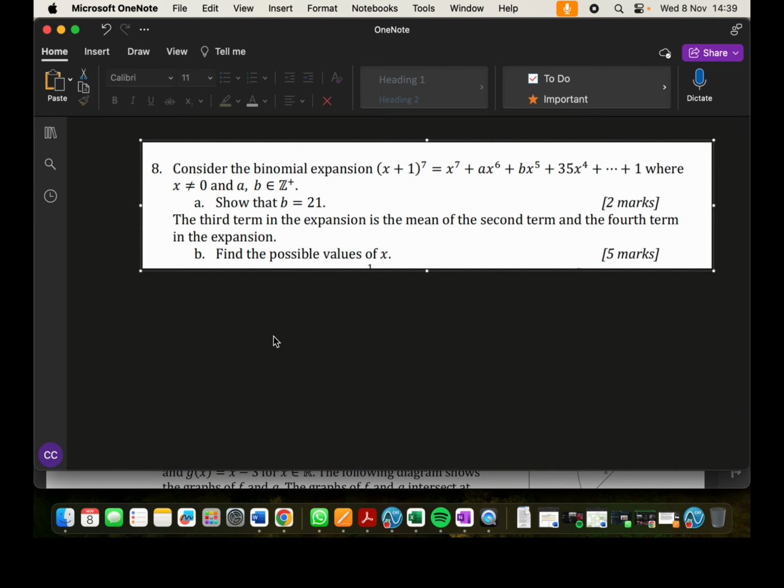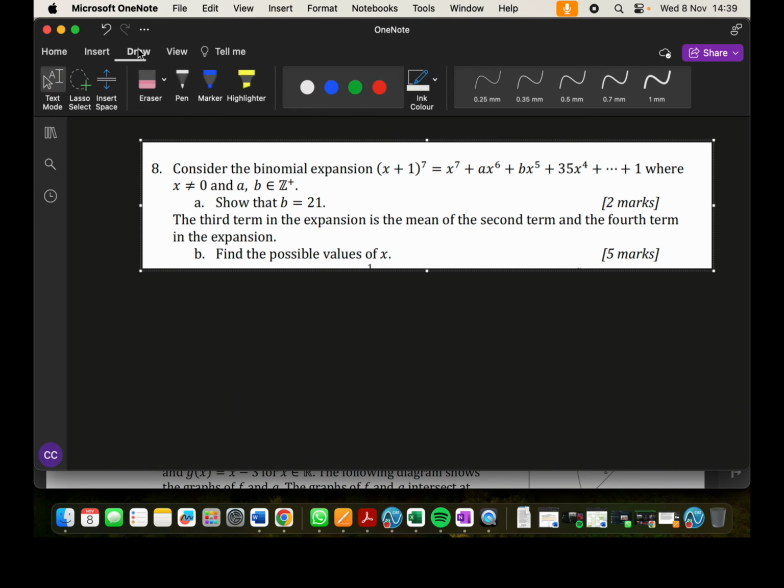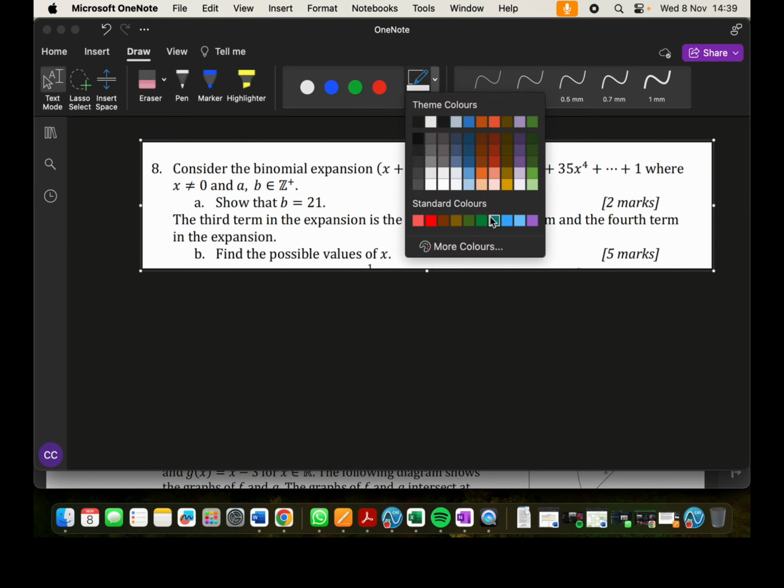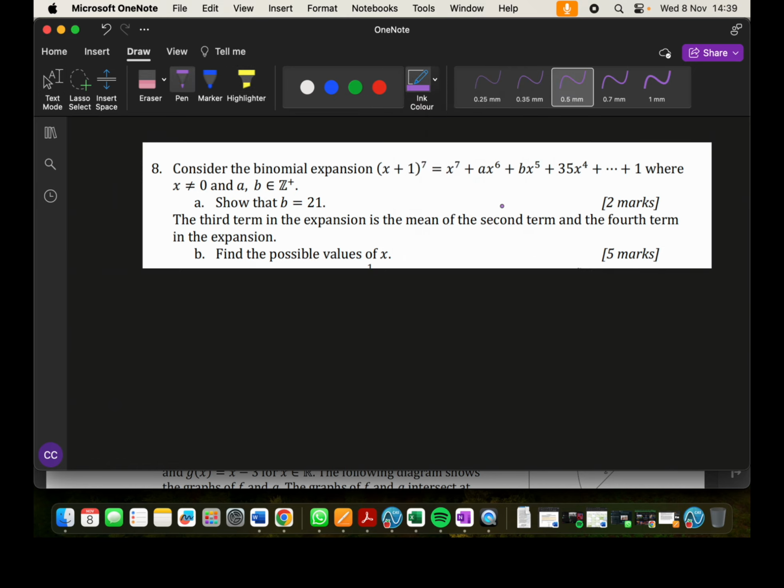Got it. So we're looking to find the third term in the expansion. So the third term in my expansion is here. So the coefficient on that, b, is 7 choose 2. Because this is 7 choose 0, which is 1, and this is 7 choose 1, which is 7. We just need to do 7 choose 2.